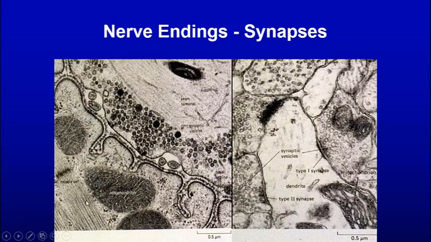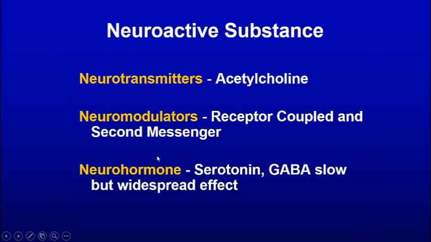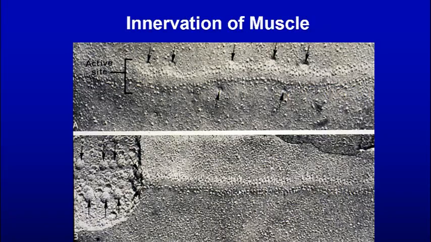And here we can see this is a muscle cell in through there. This is the axon terminal, and this is a synaptic cleft right in through here. And so the vesicles would be transmitting so that the receptors on the muscle cell could respond. So the neuroactive substance, you got neurotransmitter, acetylcholine, for example. You got modulators and neurohormone like GABA, serotonin, widespread effects. So depending upon the effects you need, what kind of transmitters you have.